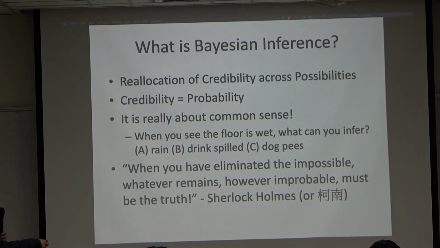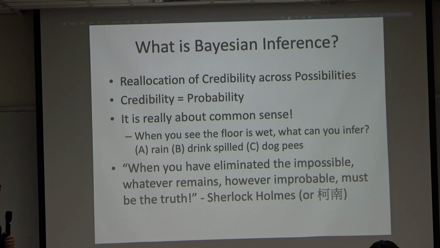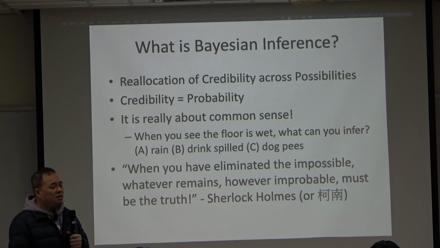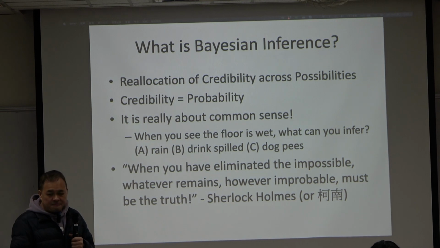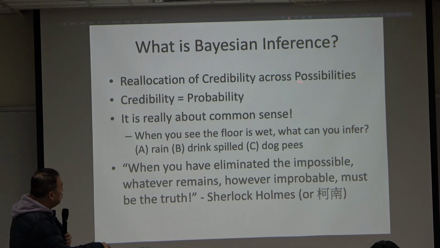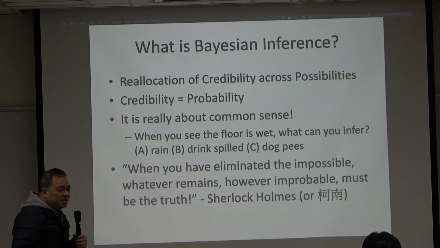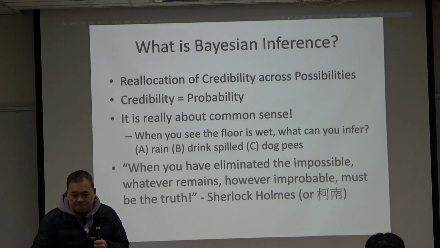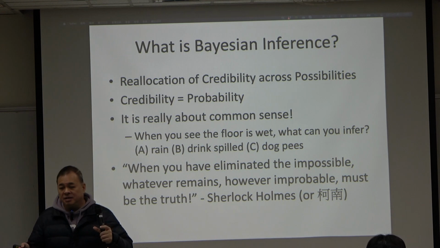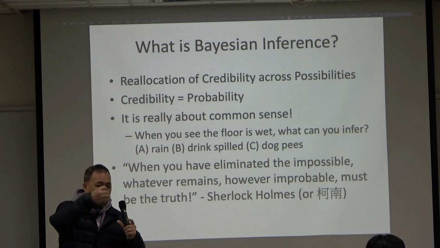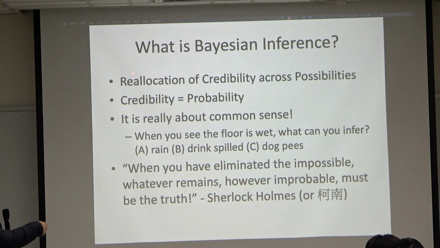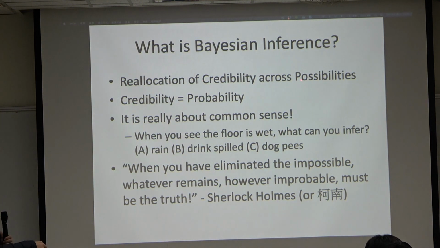Let me explain. When we say credibility, remember I told you that in Bayesian, credibility is just like a belief; it is a different way to say probability. So you can say it's a reallocation of probability. And possibilities here refers to outcomes. For different outcomes you have different probabilities, so you allocate different probabilities to different outcomes. But sometimes you need to reallocate your probability to different outcomes.